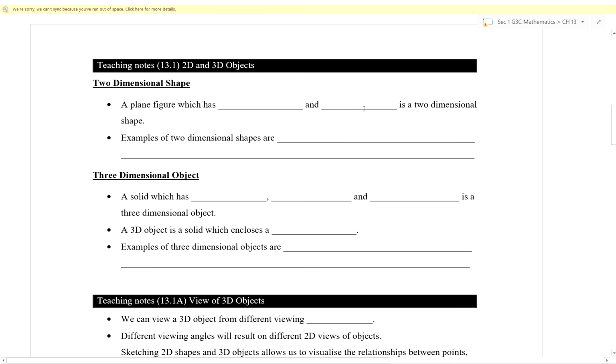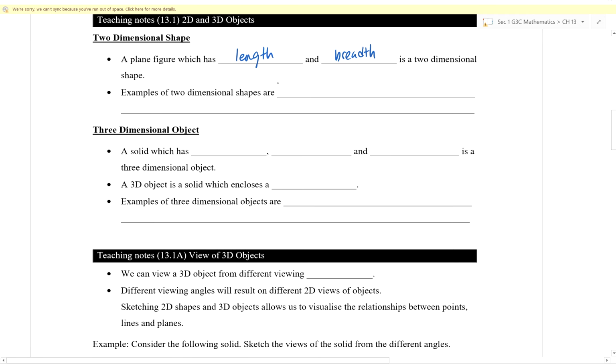Okay, so a two-dimensional shape is a figure that has length and breadth. Examples of 2D shapes: we've got rectangles, parallelograms, circles, triangles, trapeziums, etc. These are the things that we can draw on a flat 2D surface.